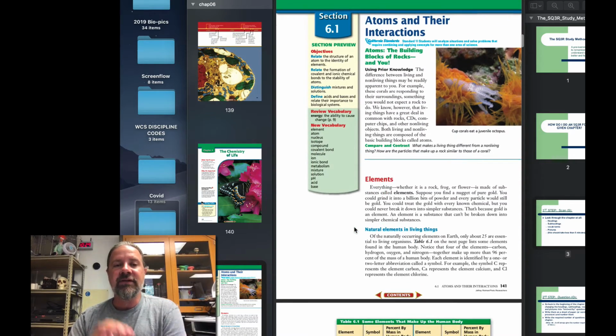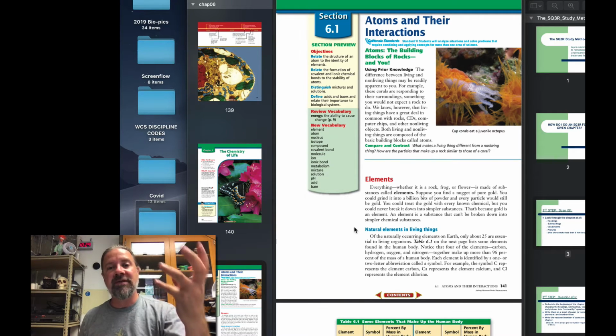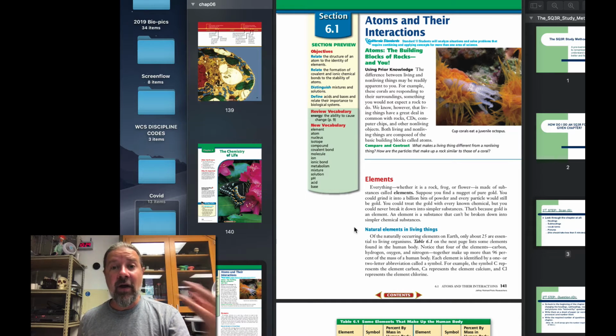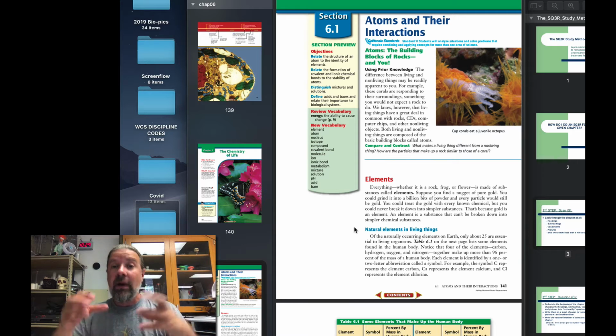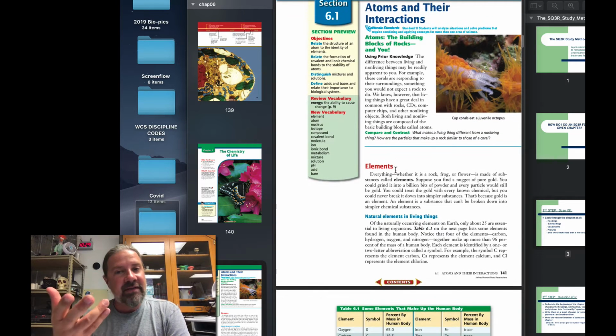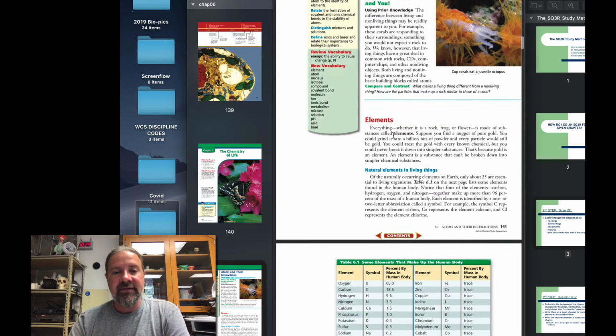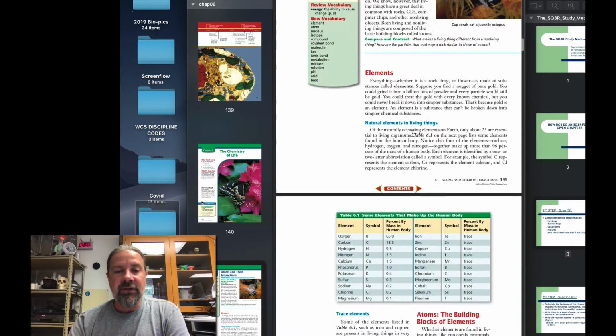All right, so we get to the first section of the chapter, and it's called Atoms and Their Interactions. Okay, it jumps off the page at me. I'm going to be studying about atoms, and interactions means how they work together and around each other. Okay, you also see atoms, the building blocks of rocks, and you. If I just really look at the things that jump off the page, elements. Here's a bolded black term, elements, probably a vocab term.